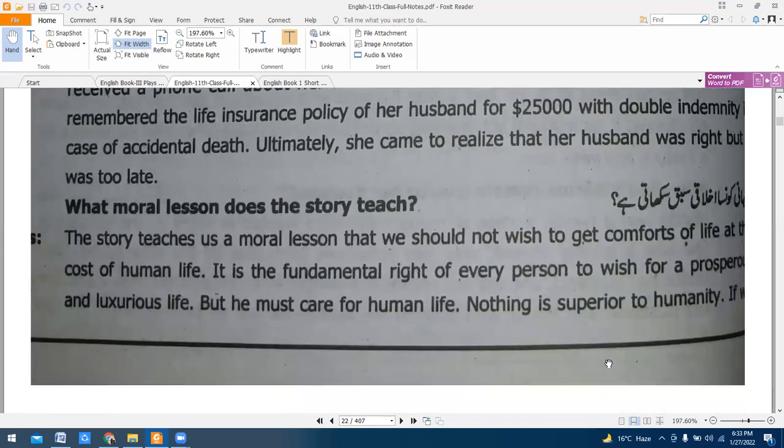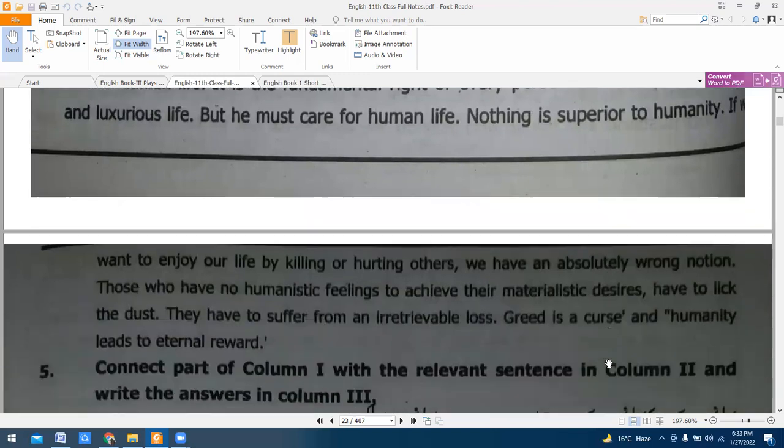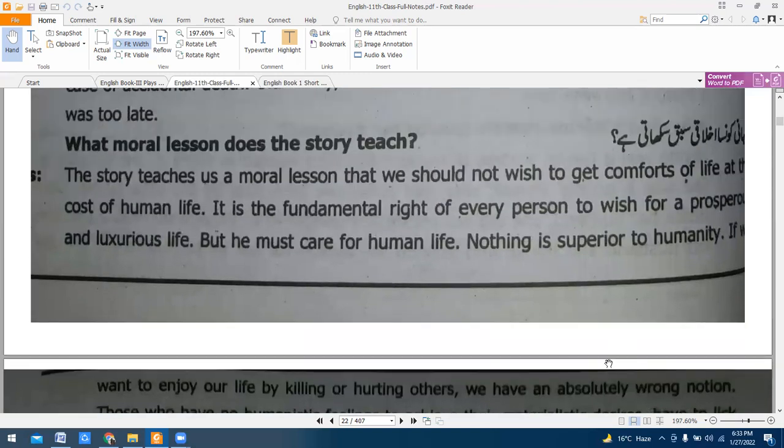What moral lesson does the story teach us? Last question. The story teaches us a moral lesson that we should not wish to get the comforts of life at the cost of human life. इंसानी जिंदगी अहम है. It is a fundamental right of every person to wish for prosperity and a luxurious life, but he must care for human life. Nothing is superior to humanity.